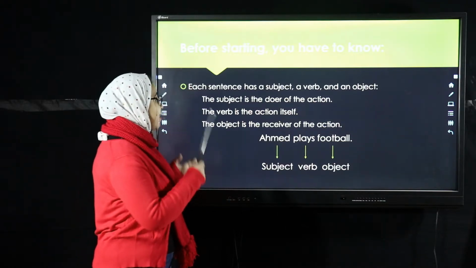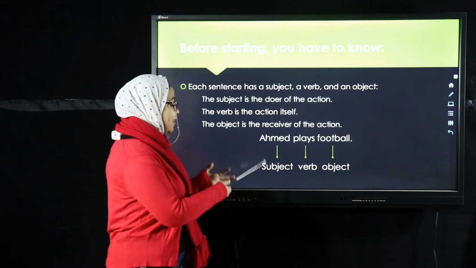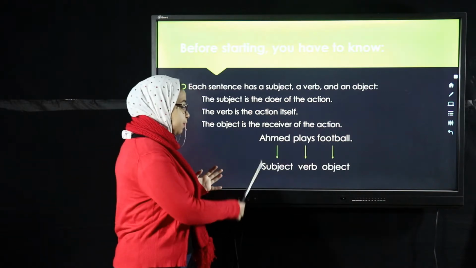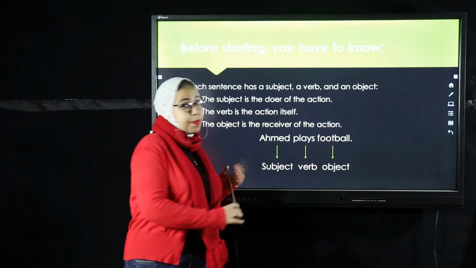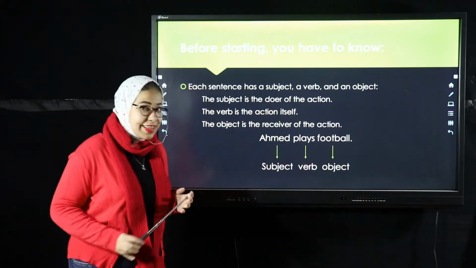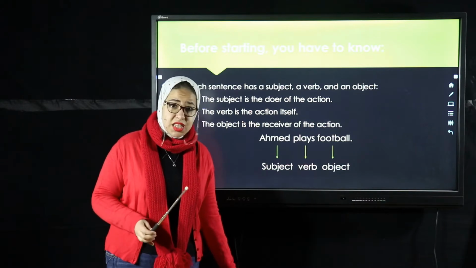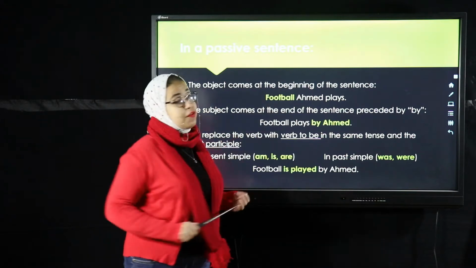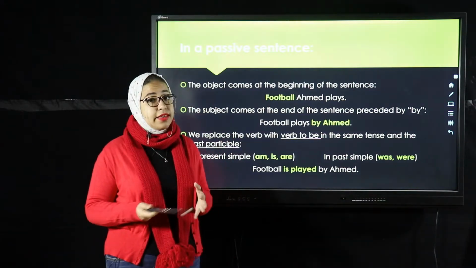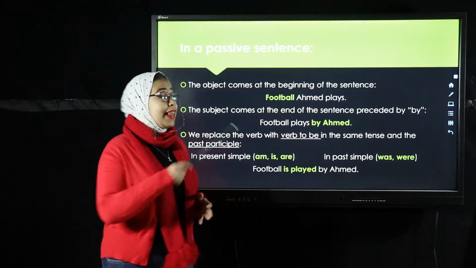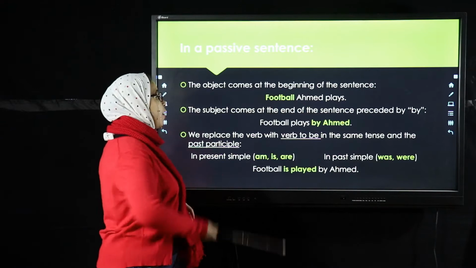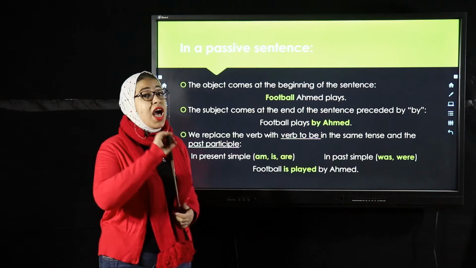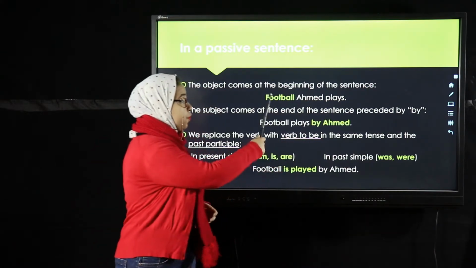So each sentence has a subject, a verb, and an object. And this is a normal active voice sentence. So it goes the subject first, and then the verb, and then comes the object. And let's see how to turn an active sentence into a passive sentence. In a passive sentence, the object comes at the beginning of the sentence. So the normal sentence went as Ahmed plays football. And in here, the first step of our game is the object comes first, at the beginning of the sentence. So instead of saying Ahmed plays football, football came first.